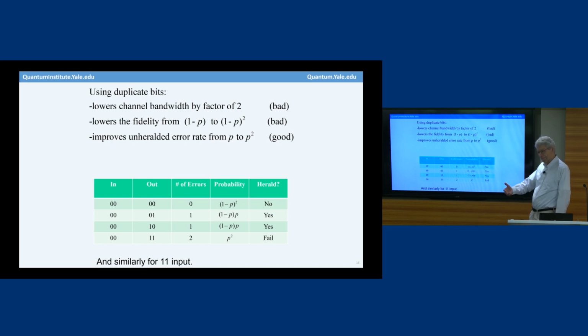There are costs and benefits to doing this. I have to send the message twice, so my bandwidth, or the rate at which I can send information, is lower by a factor of 2. Bandwidth is just an electrical engineering term for the rate at which I can send bits. I have to send everything twice, so I can only send half as many messages, right?